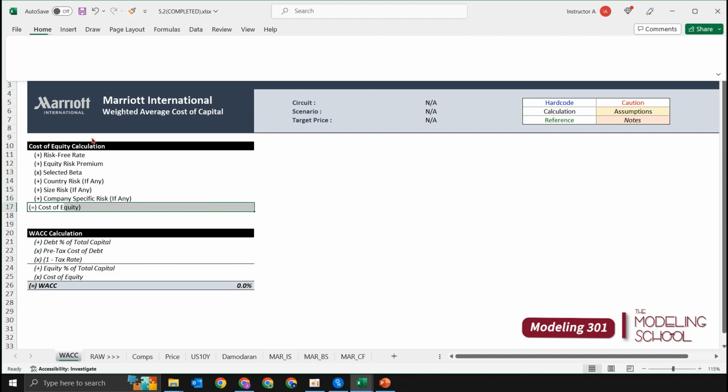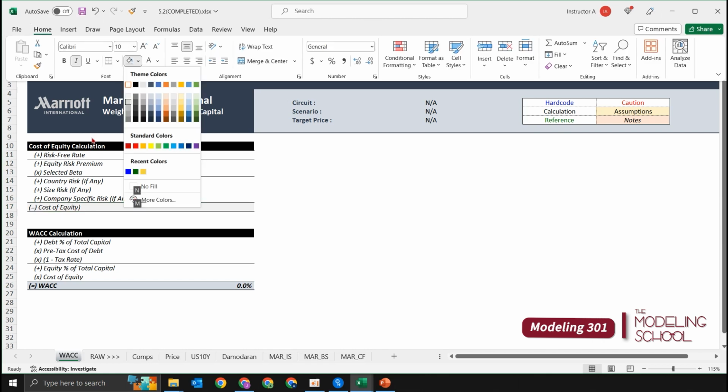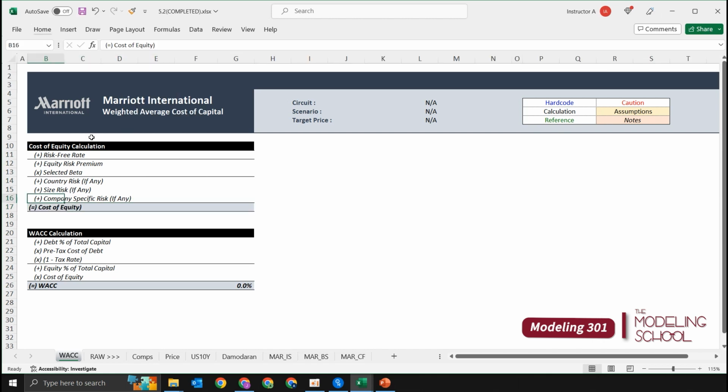So again, a little bit of formatting. And these as well. Except for the beta, they're all going to be in percentage formats. So let's first calculate and do the formatting later.